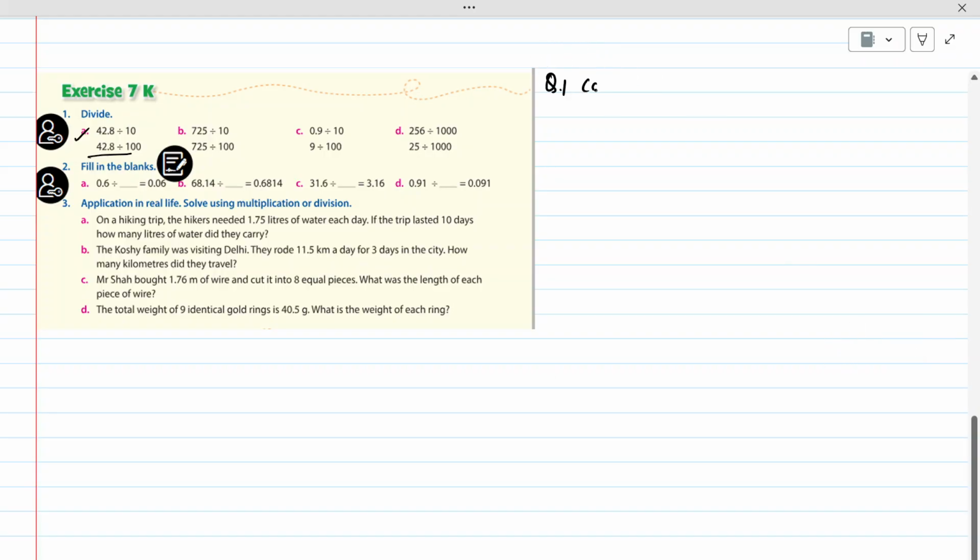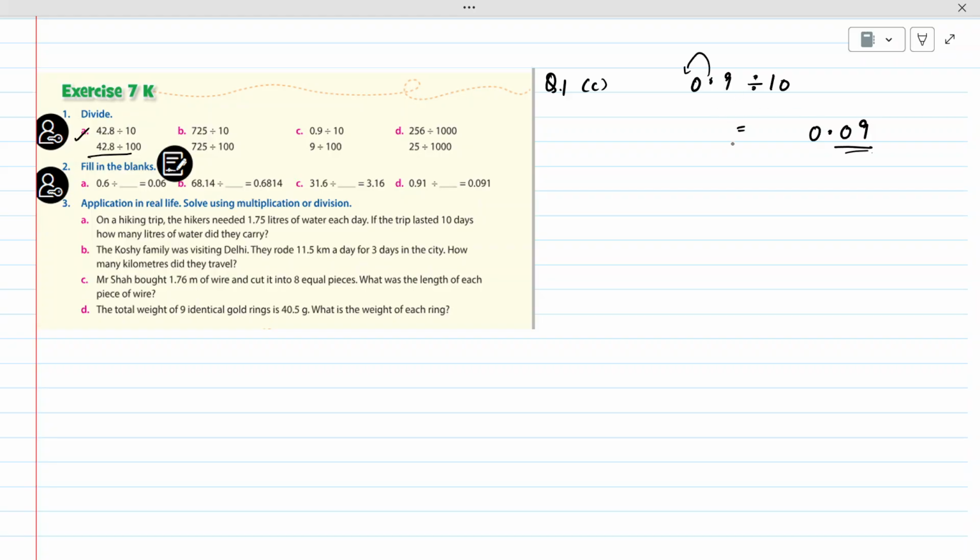Question number C says 0.9 is to be divided by 10. Without solving, we are just going to see what we have to do: we take the decimal one place to the left. That means it will become 0.09, right? Earlier we had 9 by 10, now we are dividing by one more 10, that means 9 by 100. 9 by 100 is equal to this also.